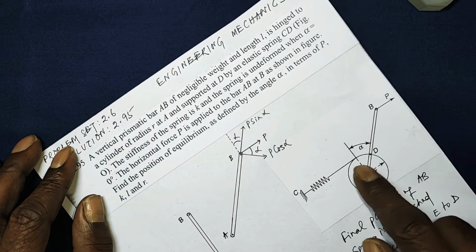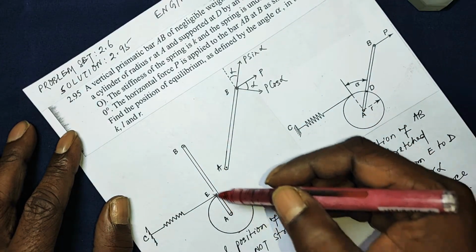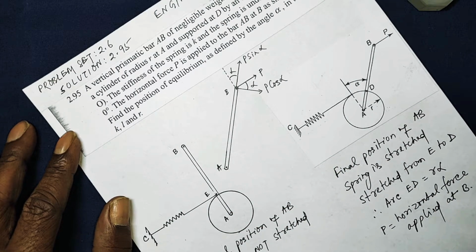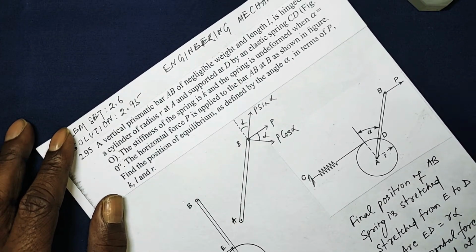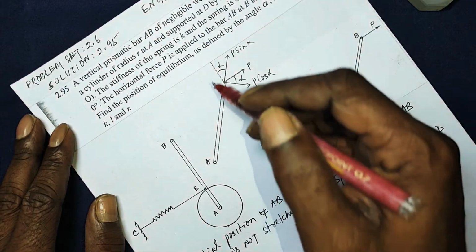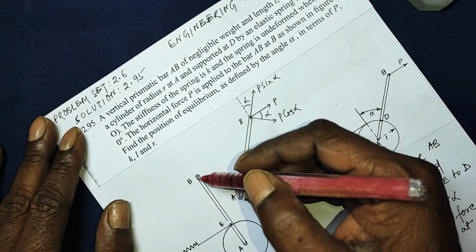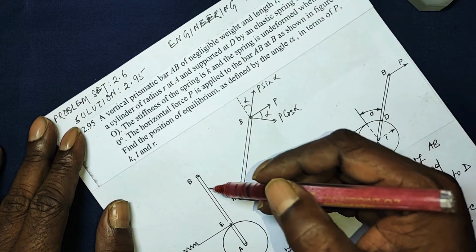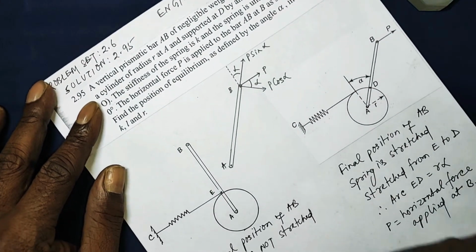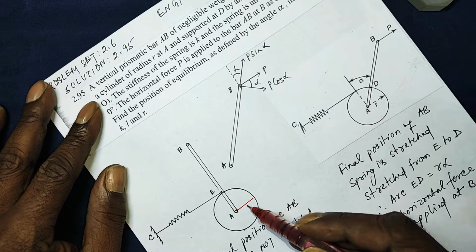This is the original figure given in the book. This is the prismatic bar AB. All throughout the cross section is same, so it is called prismatic. And it is of negligible weight. Its weight is not to be considered. And its length is L. The prismatic bar AB has a length L, from A to B is L, is hinged to a cylinder of radius R. This is a cylinder, radius from here to here is R.